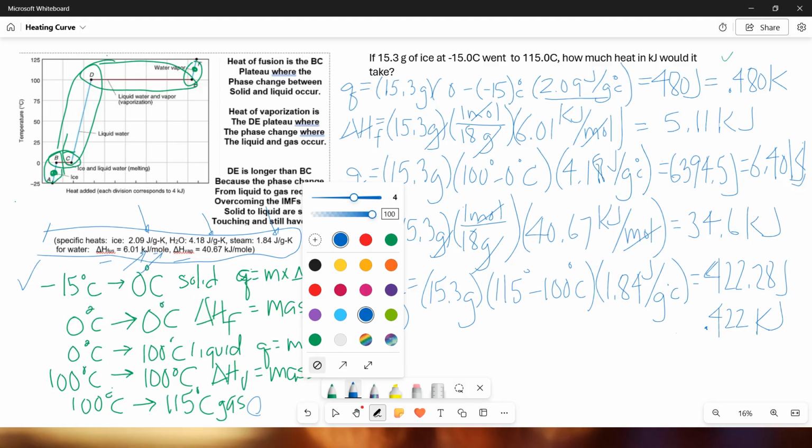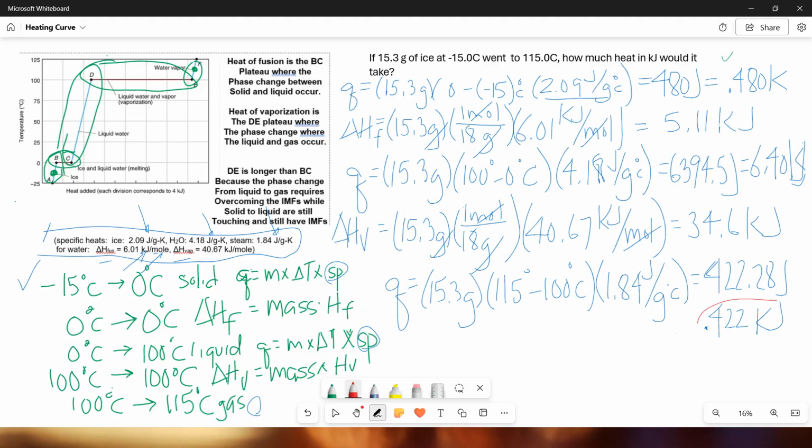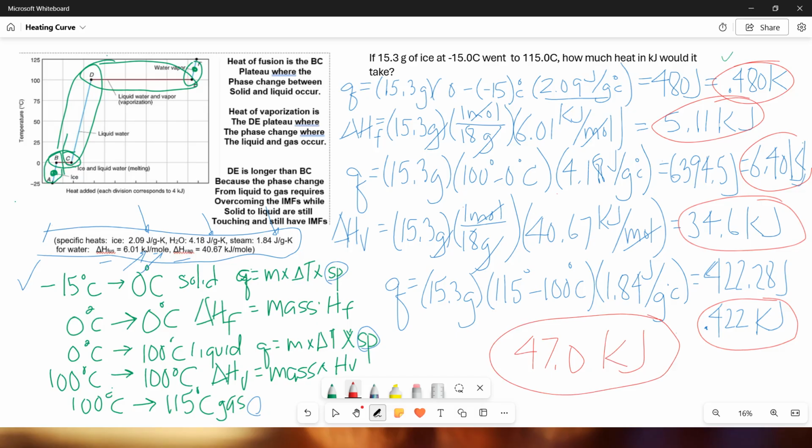So our final answer is going to be the sum of each of the sections of heating this ice to steam. So I'm circling all the things that I'm going to add up, and when I add all these up, I am going to get 47.0 kilojoules as the amount of heat to take ice at negative 15 degrees to 115 degrees.